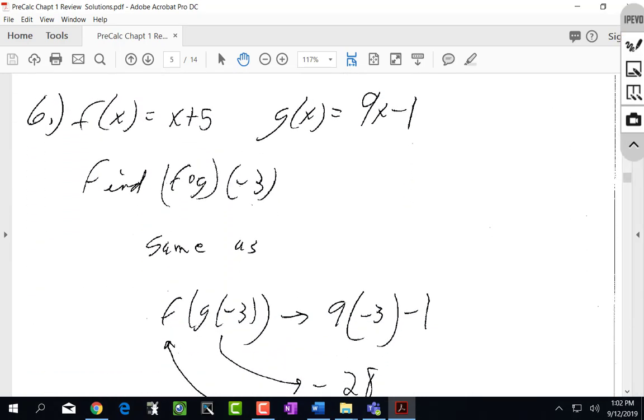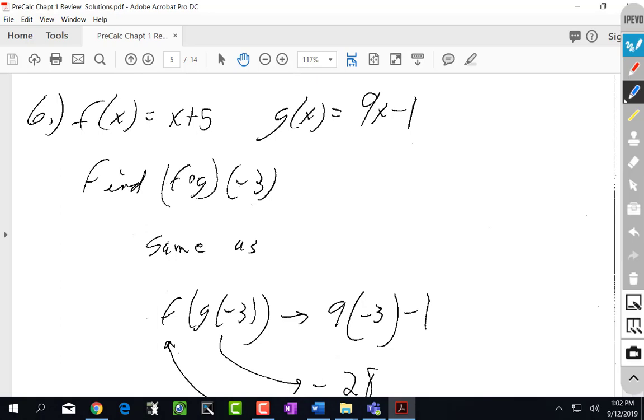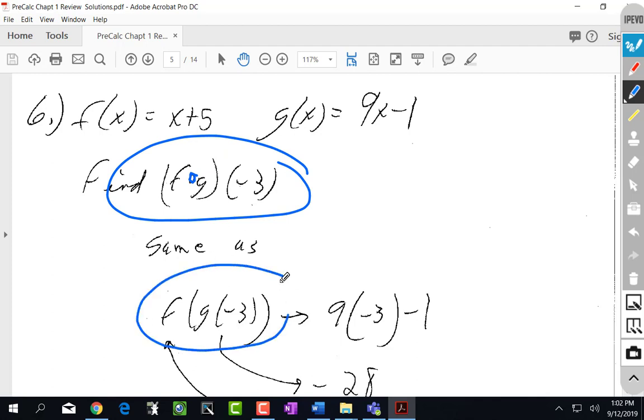On number 6, the directions say I've got my two equations. I have f of x equals x plus 5, g of x equals 9x minus 1. And now notice the directions say find f composite g of negative 3. So here's our little composite symbol here. This is the same as f of g of negative 3. Sometimes I like to rewrite that just to remind myself the direction I need to go.